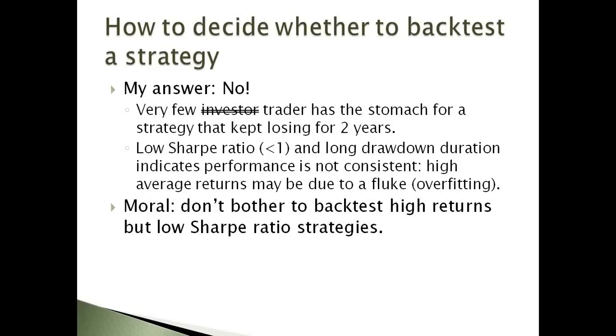And also, there's another more fundamental problem with a strategy that has a low Sharpe ratio and a long drawdown duration, because that means the performance is not consistent. Just because it has a high return might just mean that it was the result of a fluke, maybe a result of overfitting the model with historical data. A technical way to say that is that the statistical significance of the backtest result is very low due to its low Sharpe ratio and long drawdown duration. So we would not bother to backtest this kind of strategy.